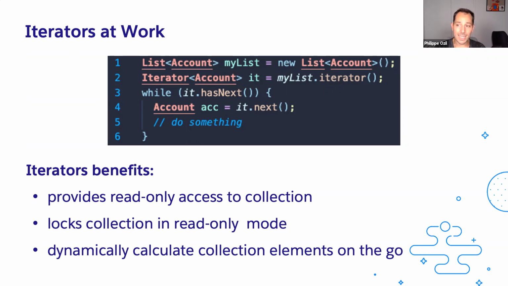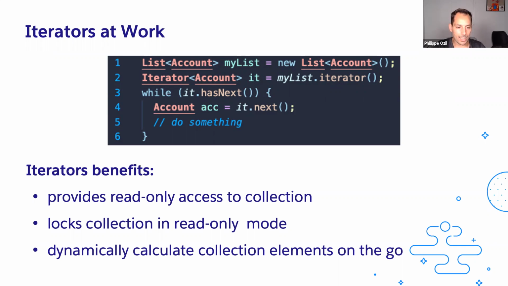Now, there are some key advantages of using that instead of a for loop, because of course you could simplify all of this code by doing for Account a colon my list. That could be very simplified. Instead of having 6 lines here, you can do this in almost 2 lines. But using iterators has a few advantages, in particular around read-only access.